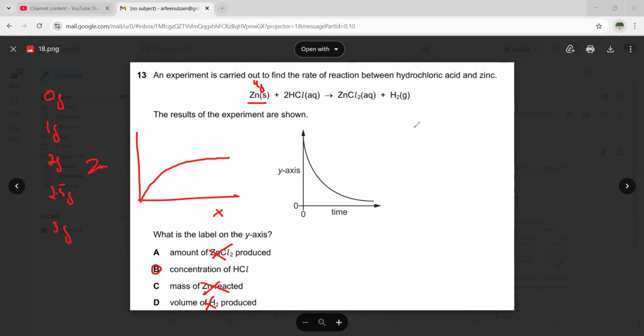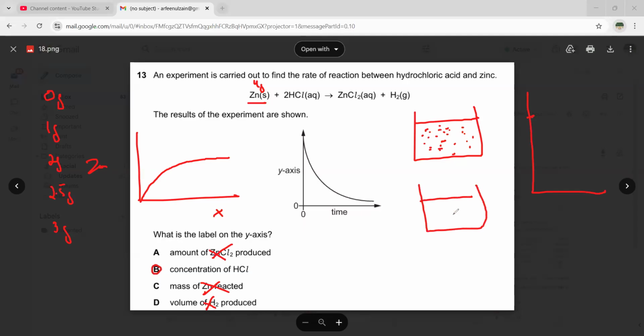And what about the concentration of hydrochloric acid? Concentration of hydrochloric acid means how many moles of hydrochloric acid are in a unit volume. In the beginning, you will have more moles of hydrochloric acid. But as the reaction proceeds, the amount of particles of hydrochloric acid, as they are reacting, starts to decrease. As the amount of hydrochloric acid starts to decrease, the concentration will also decrease. That's why B is the right answer.